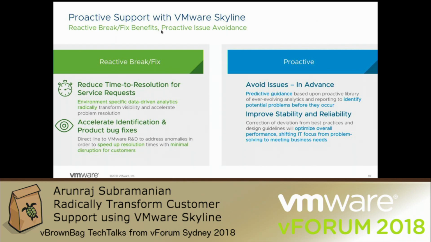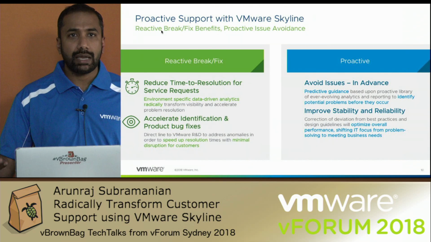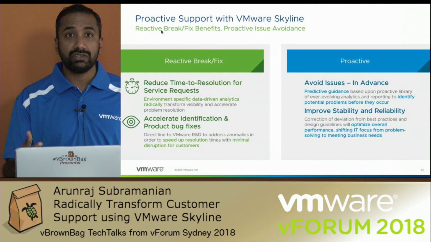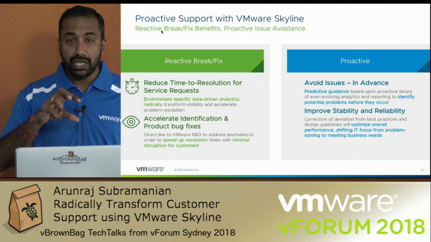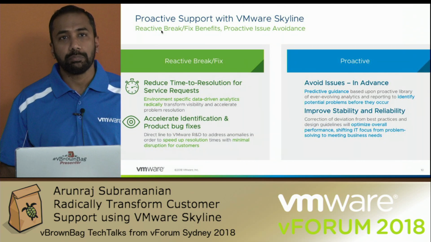So Skyline does two things. It does reactive break fix as well as a proactive approach. Reactive break fix is if an issue suddenly happens in your environment, you basically get the information on what recently changed in the environment, and then the engineer can potentially quickly identify the issue and solve the problem.